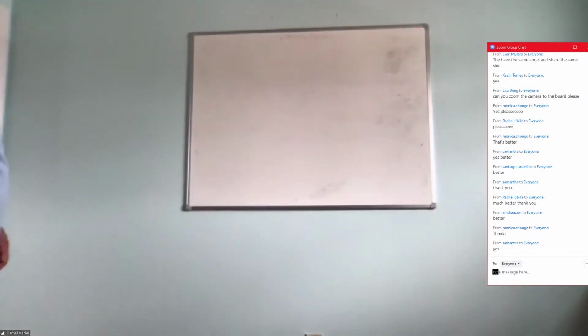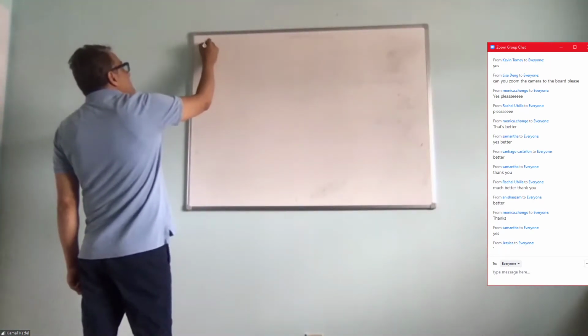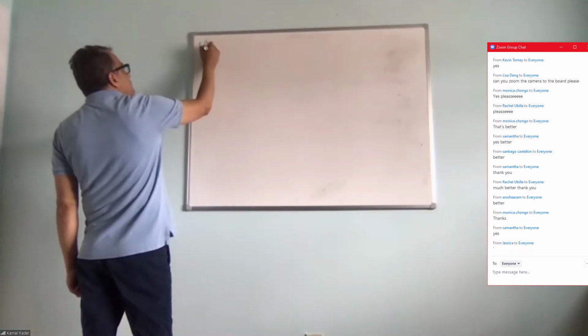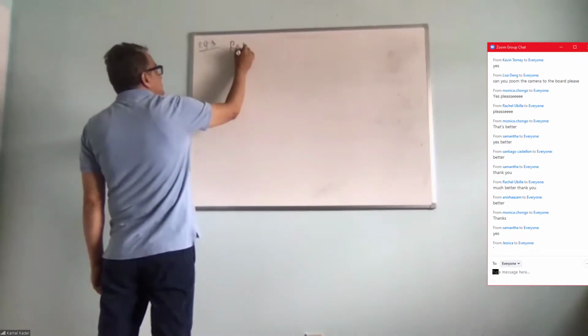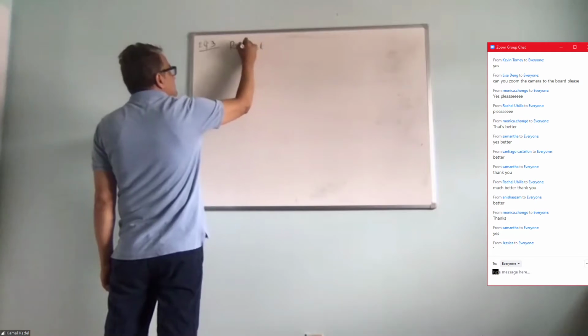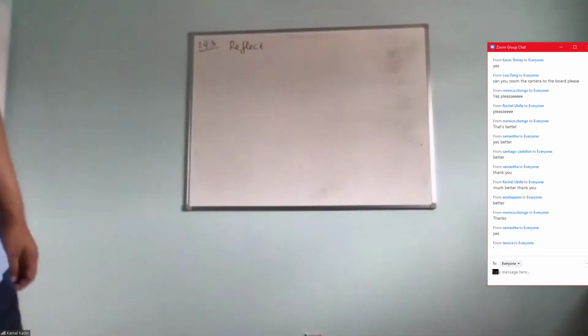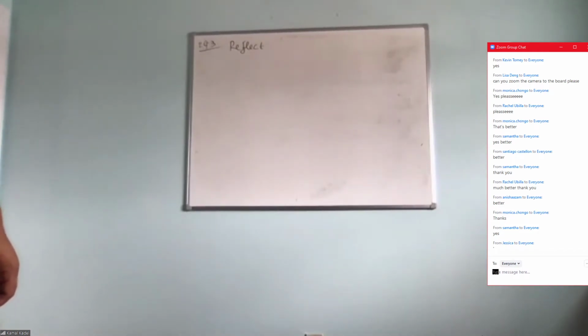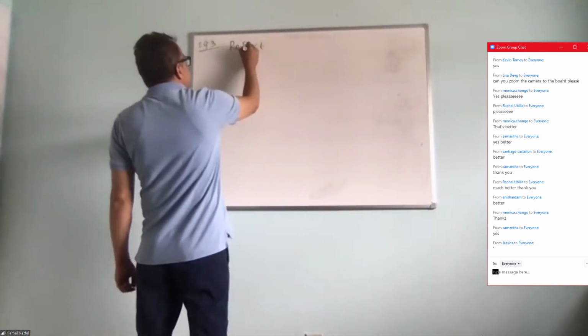Okay, so now let's do this. Maybe this is 24.3 or 2. It's okay. This is the reflection. This is the reflection at curved surface.